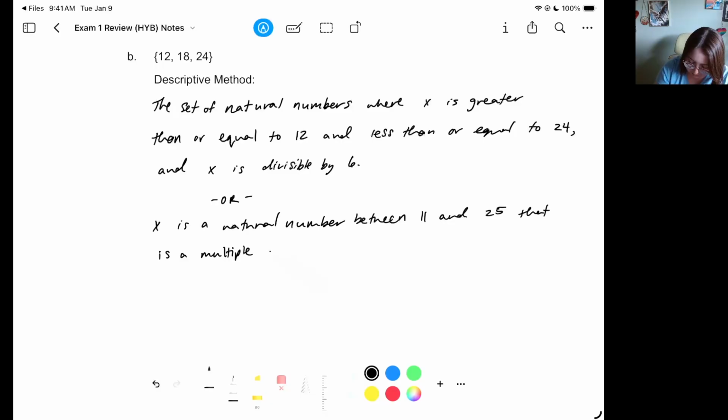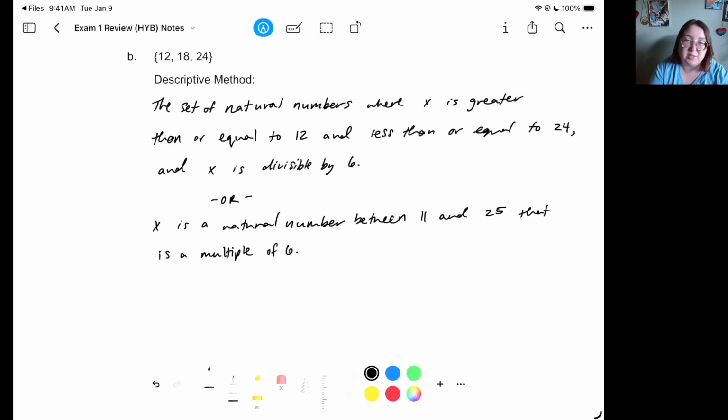So it makes it a little shorter, but we're essentially saying the same thing. It's a natural number, it's between a certain range, and it's a multiple of 6. So by saying it's between the values of 11 and 25, we now have a range of numbers, and it's a multiple of 6. So 6 can't be in it. Okay, 12 can, 18, 24, and then we get to 30, and 30 can't be in it anymore.